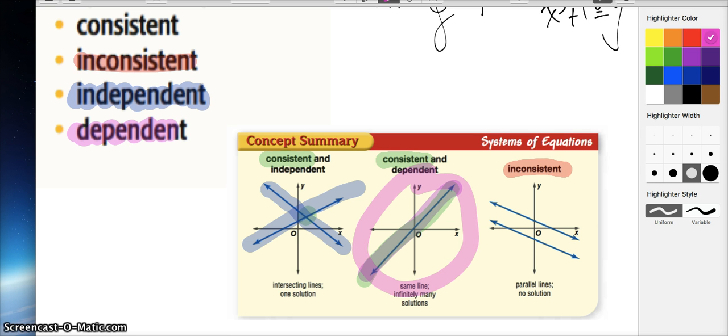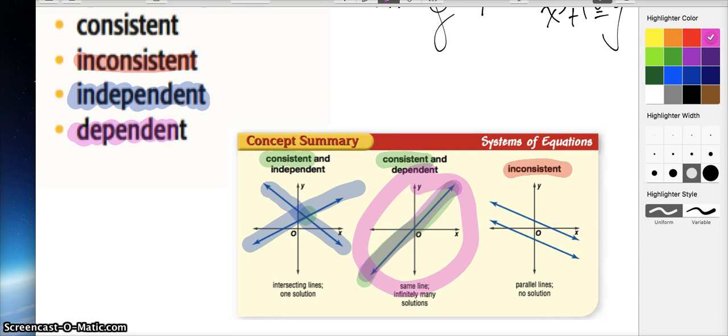I don't know where the vocabulary came from in terms of why they use these words, but this is how I'm remembering the connection. So I'll go back through it again really quickly. Consistent means that there's an answer, at least one or infinitely many. Inconsistent means that there's no answer, there's no pair of variables that's going to work for both of these equations. Independent means that you've got two separate lines. And dependent means that both of the lines are the same. They depend on one another because you couldn't have one without the other. If one line didn't exist, the other wouldn't because they're the same line. I hope that helps out with the vocabulary.